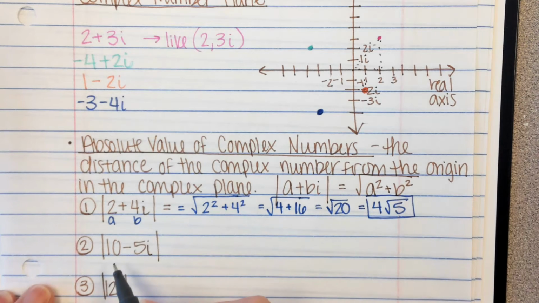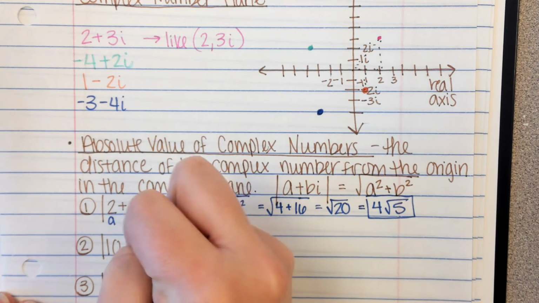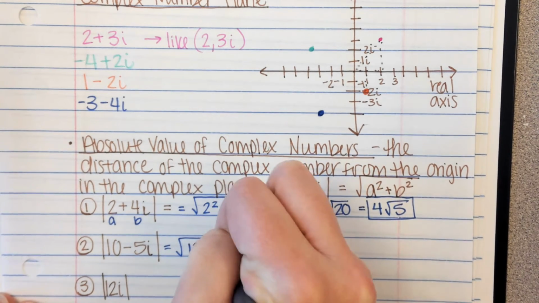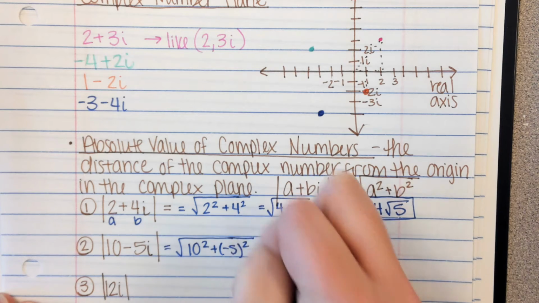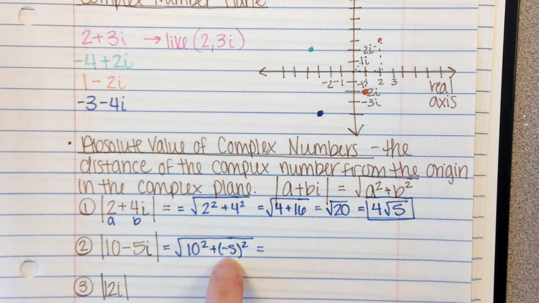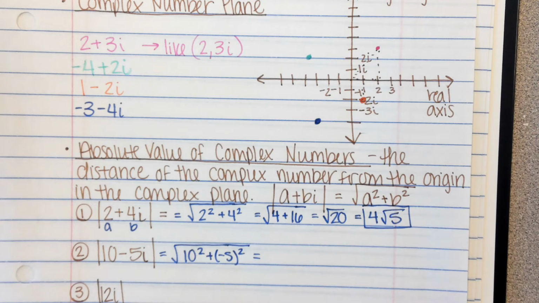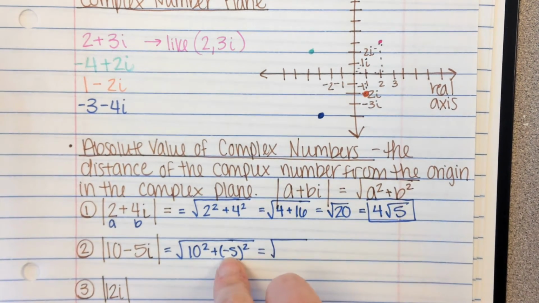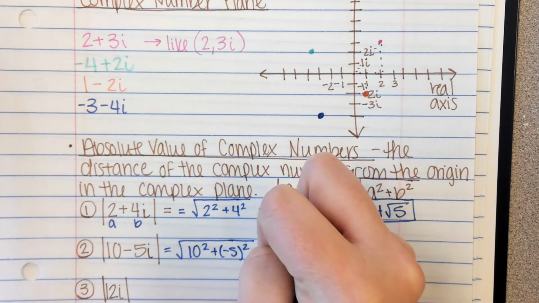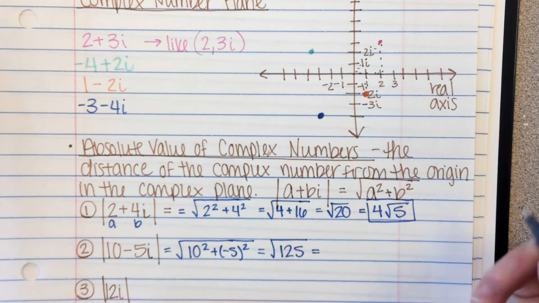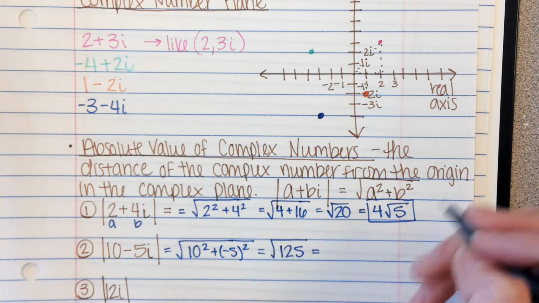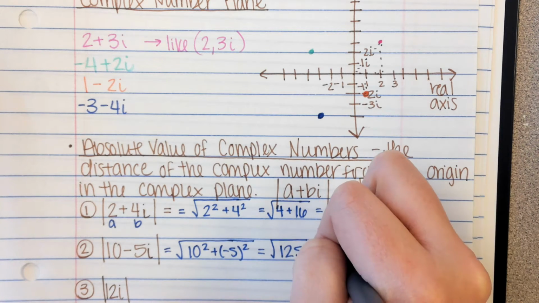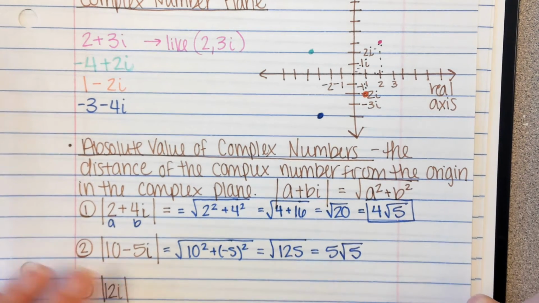Okay. Number 2, we have 10 minus 5i. So in the formula, we'll have 10 squared plus negative 5 squared. And make sure when you're squaring a negative number, that negative has to go inside of the parentheses, especially if you're typing it in the calculator. So 10 squared is 100. Negative 5 squared is 25, so that's the square root of 125. Again, we need to simplify that radical. You can pull out a perfect square. You can do a factor tree, whatever. But that does simplify to 5 square root of 5.